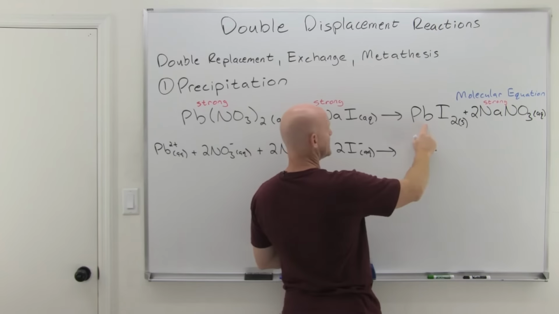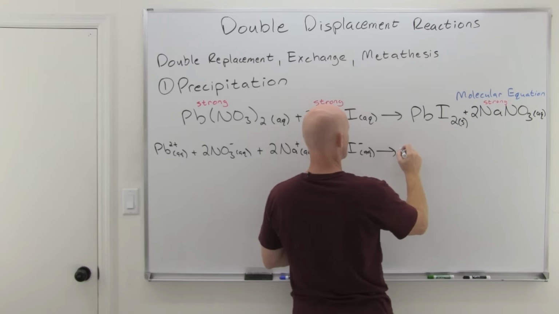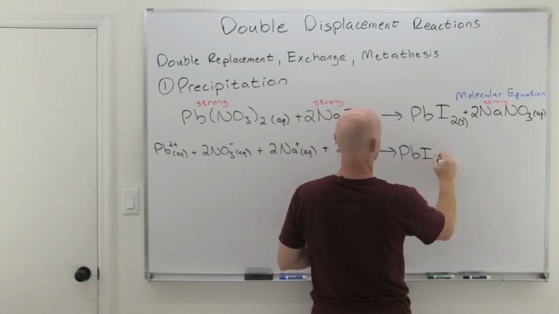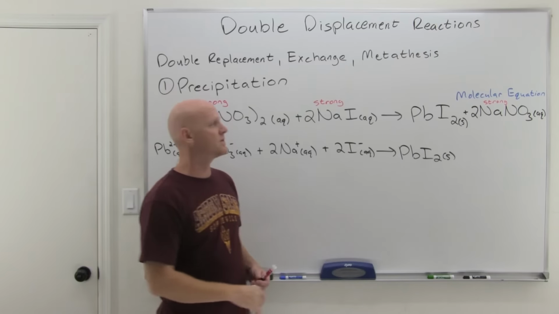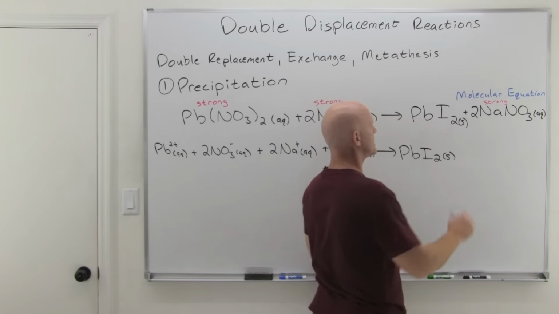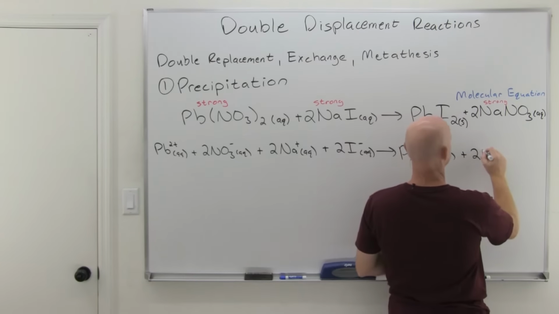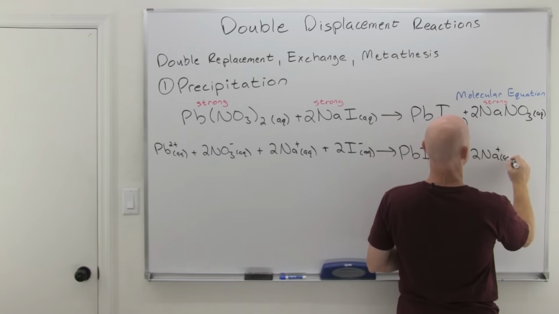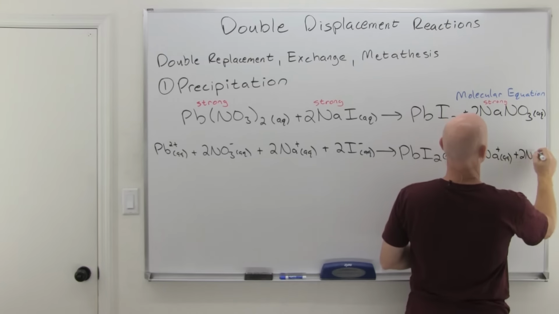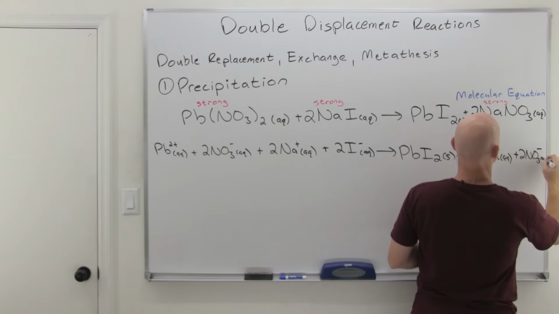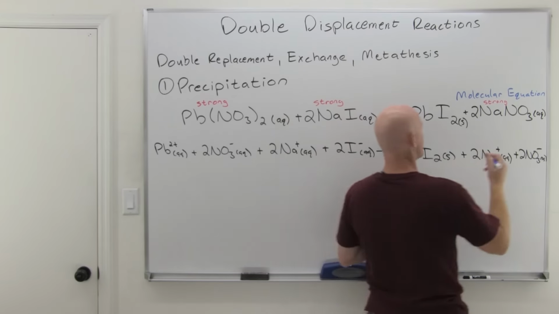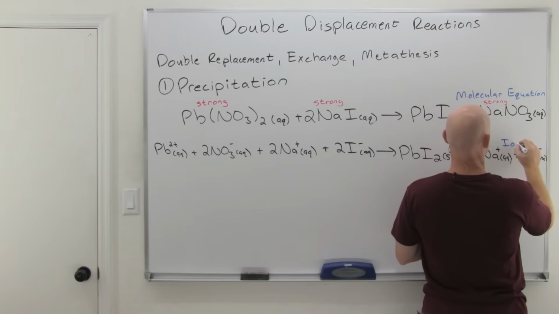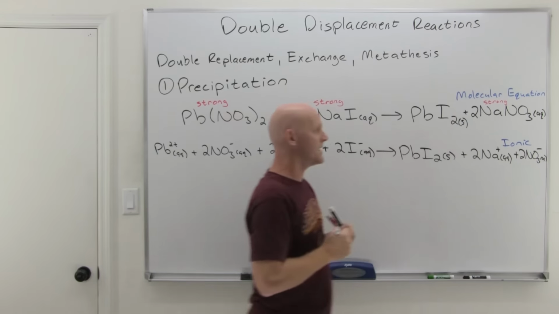But if you're not a strong electrolyte, you don't exist dissociated, so you don't write it that way either. You're just going to write this PbI2 just as it was. It's not a strong electrolyte. It doesn't exist dissociated. And then finally, our last strong electrolyte, we'll split him up as well. Cool. And this is what we refer to as our ionic equation, or sometimes complete ionic equation.